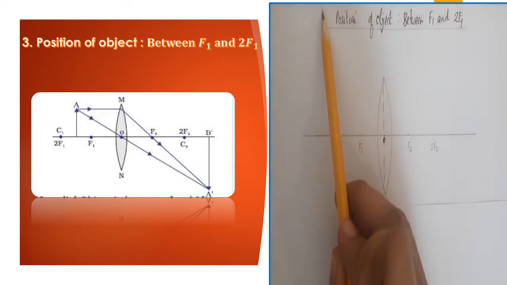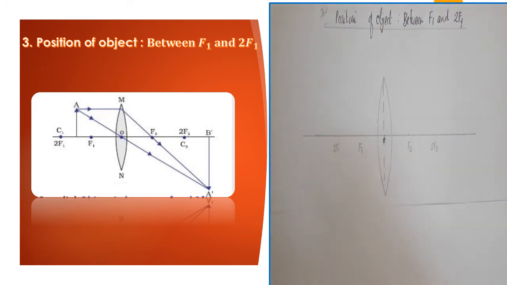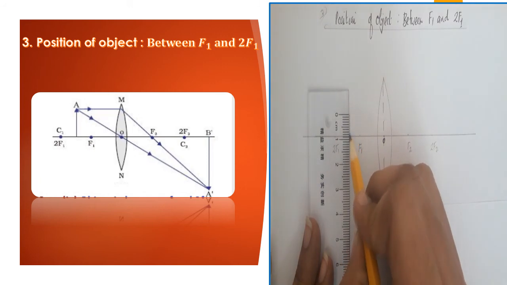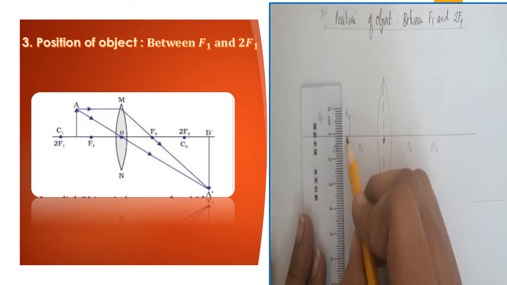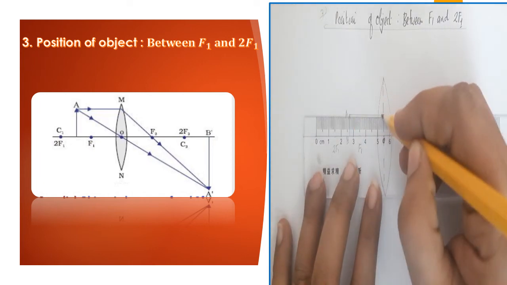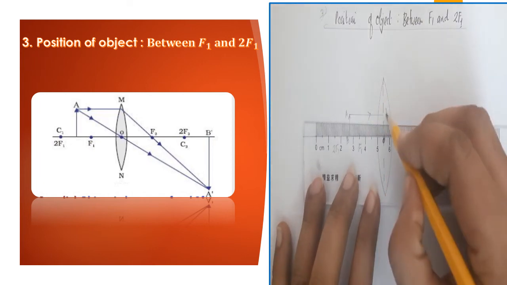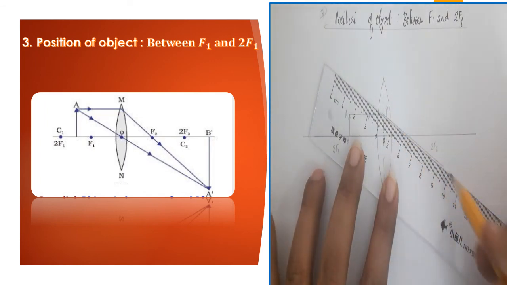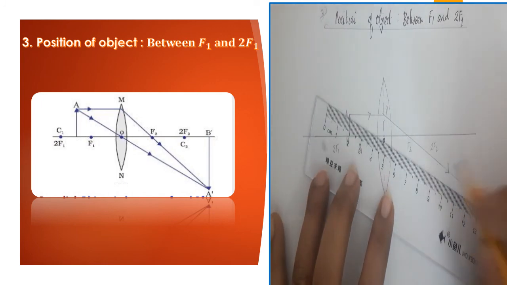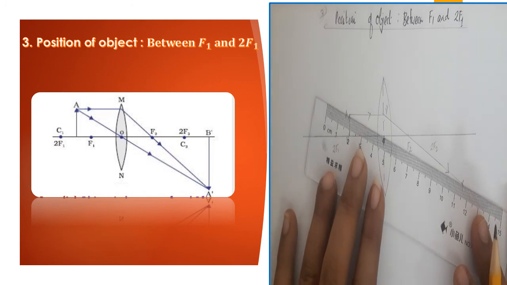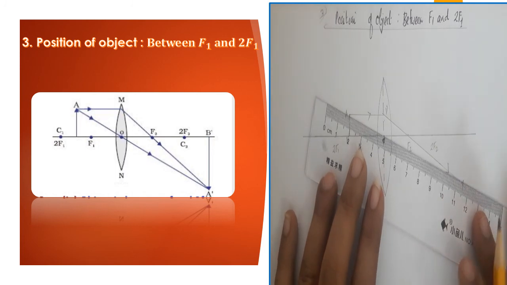Third ray diagram, position of the object between F1 and 2F1. So let us keep the object between F1 and 2F1. This is our object AB. The light ray which comes parallel to the principal axis after refraction will pass through the principal focus on the other side of the lens. So this is our refracted ray DY. Now the light ray that passes through the optic center goes straight.